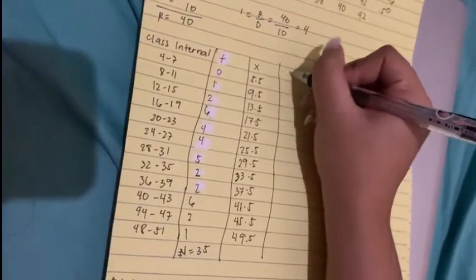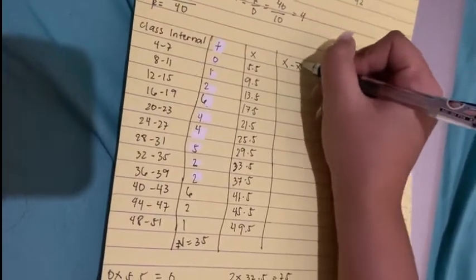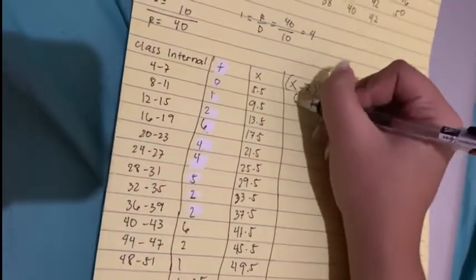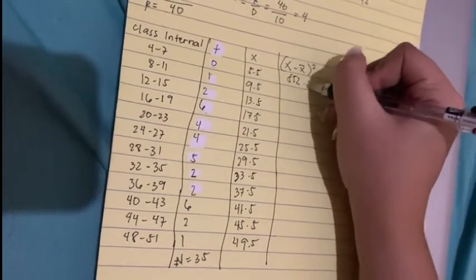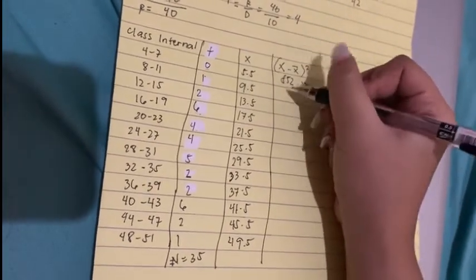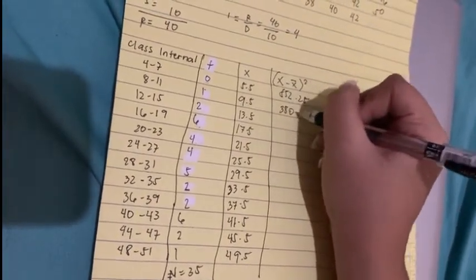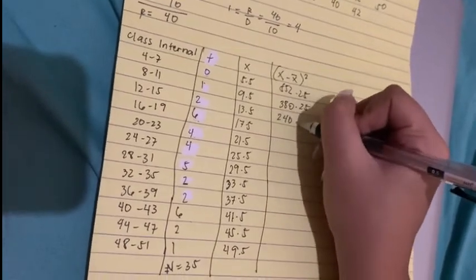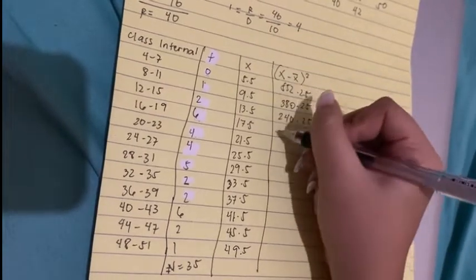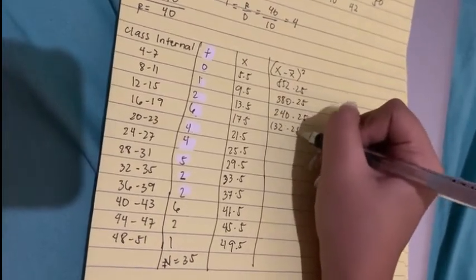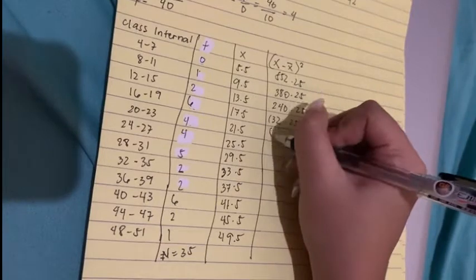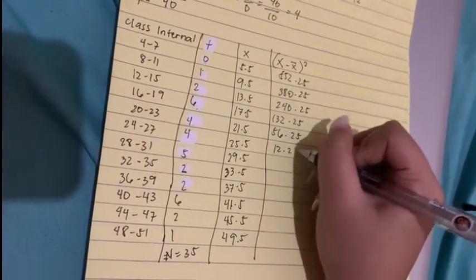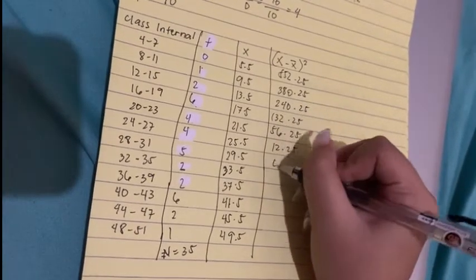Next we have x minus mean, squared. So simply, we square each x minus mean. What is the square of negative 23.5? It will be 552.25. The square of negative 19.5 will be 380.25, and so on and so forth.